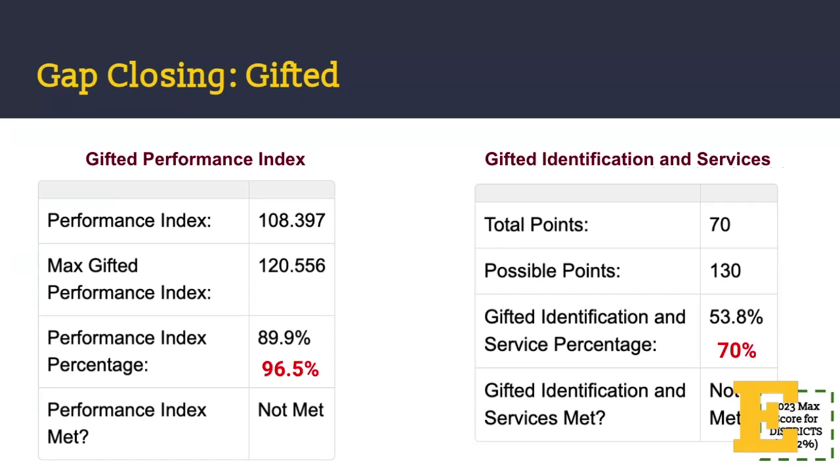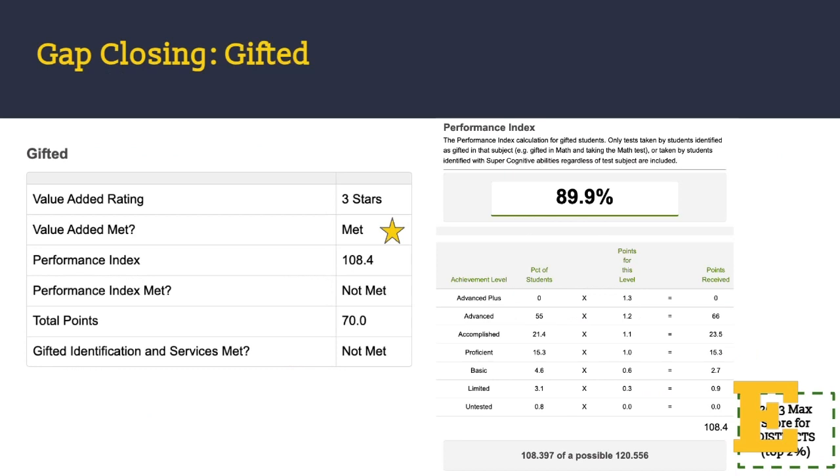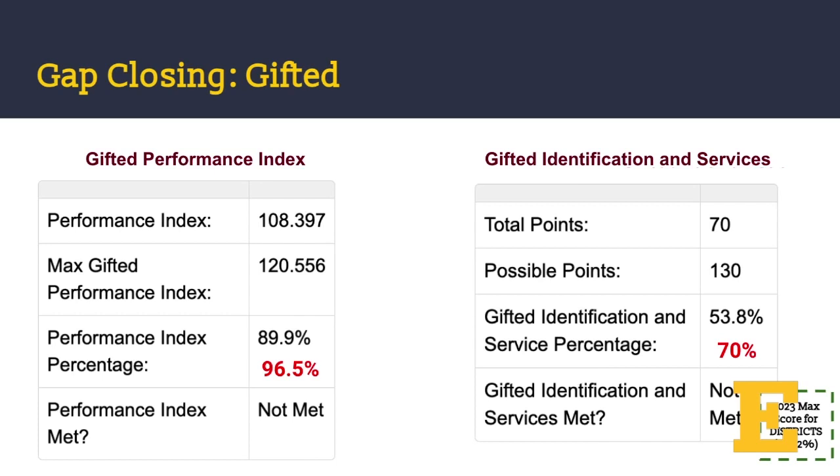The performance index then, if we just back up one slide, is in the bottom right corner there. We received 108 points, and you can see the percentage breakdown of where our gifted students fall on achievement level, and then multiply by those same percents to get 108 points. Based on that, 108 points out of 120 put us at 89.9%. Just to note, last year we were at 83%. In order to meet that indicator, you needed to be at 96.5%, and it's all or nothing. We did have a significant increase, so we're really looking to meet that next year.